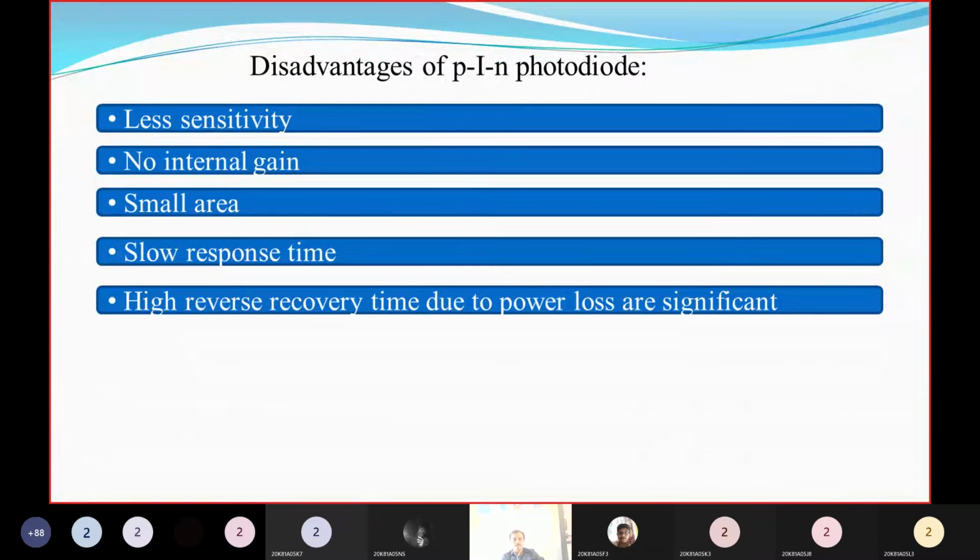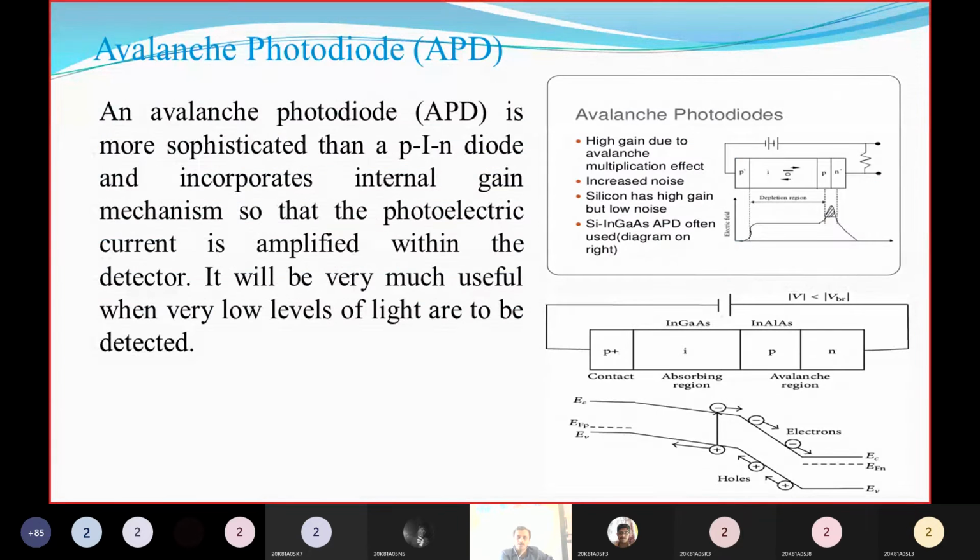Now some disadvantages of the PIN diode. There is less sensitivity, no internal gain, and small area compared to the APD, the avalanche photodiode. It also has a slow response time and a high reverse recovery time, and power losses are significant. These are some disadvantages compared to the avalanche photodiode, which we will discuss in the next class.